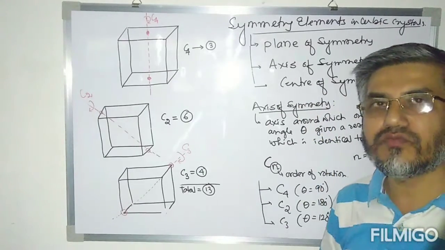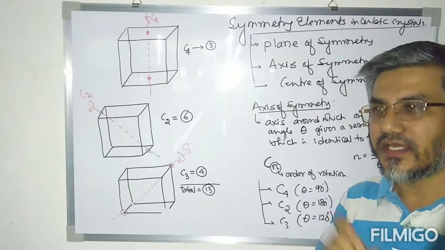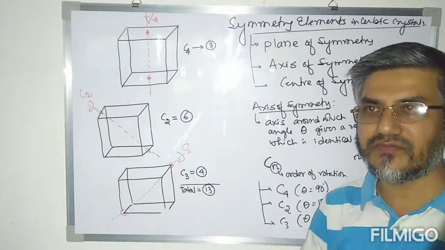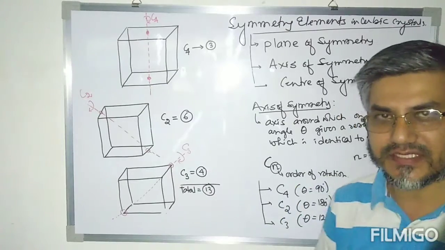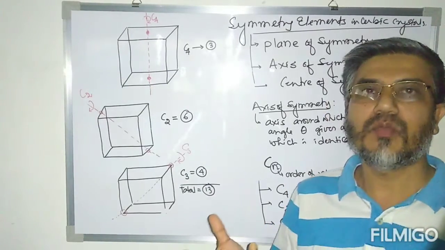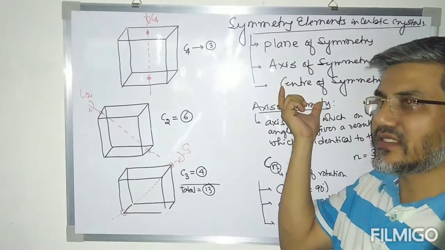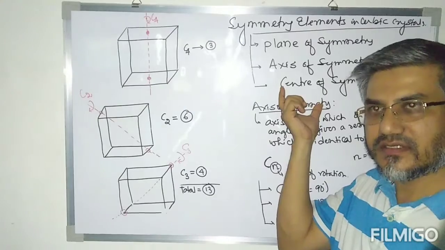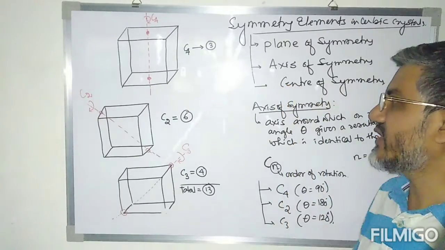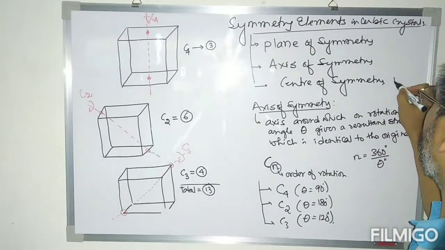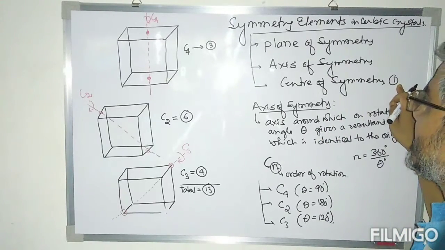In any cube we have only one center. If a particular line is drawn in the opposite direction, we get exactly identical face or exactly identical point. So every cube has a center of symmetry. So total number of centers of symmetry possible in a perfect cube is 1.